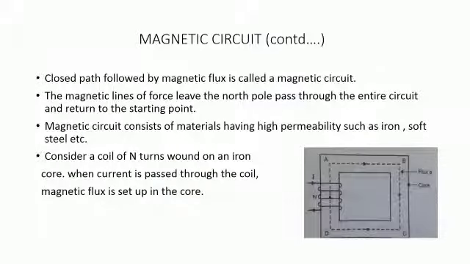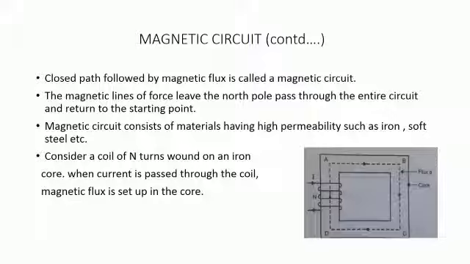Next, consider the diagram. There is one square iron core. In one limb of the iron core, one coil is wound, where N is equal to the number of turns of the coil. When the supply is given, the current I flows through the coil. When the current flows through the coil, it generates magnetic field lines, and these magnetic field lines are called magnetic flux phi. It follows the path ABCD. Here, the closed path followed by magnetic flux is called a magnetic circuit.